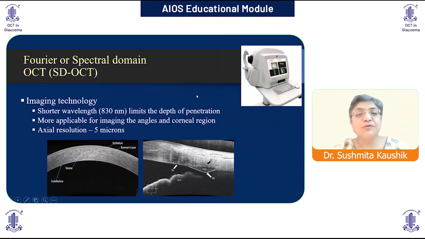The next generation was the Fourier or spectral domain OCT, and as you can see, the depth of penetration was much lower than the time domain, but the resolution was phenomenal. You can almost see the layers of the cornea: the epithelium, the Bowman's, the stroma, the endothelium. Wonderful resolution at the cost of penetration. And if you tried to image the angle, of course, the resolution was fantastic there as well. The axial resolution is about 5 microns here.